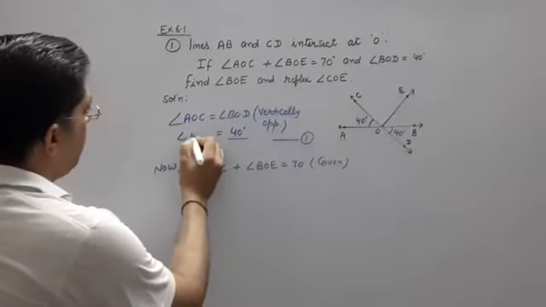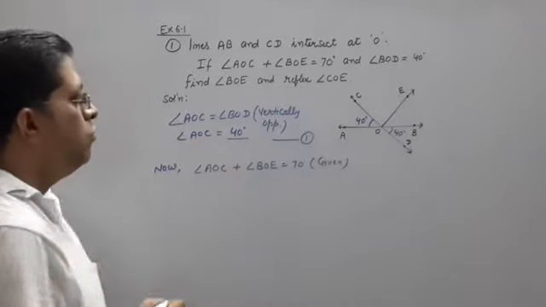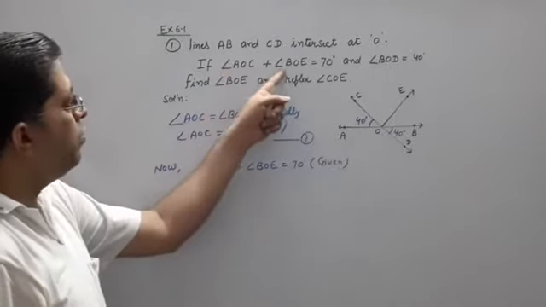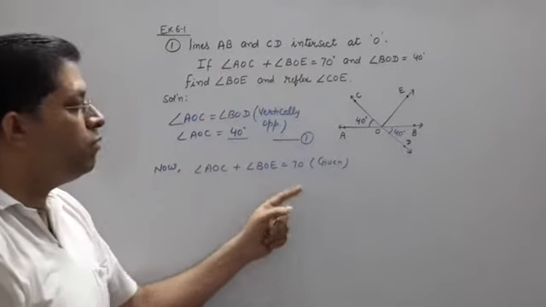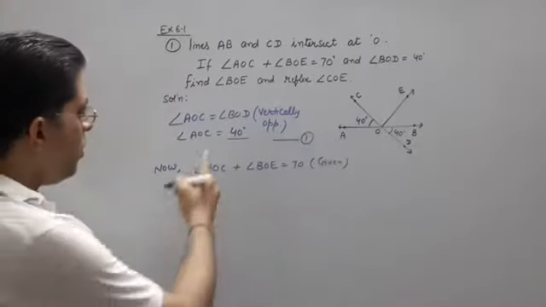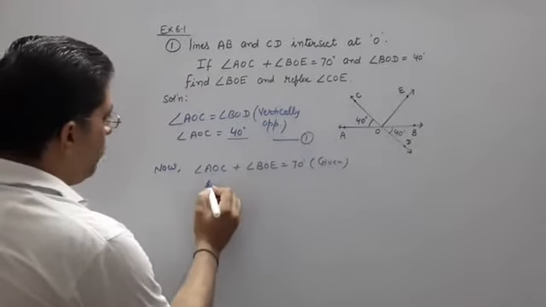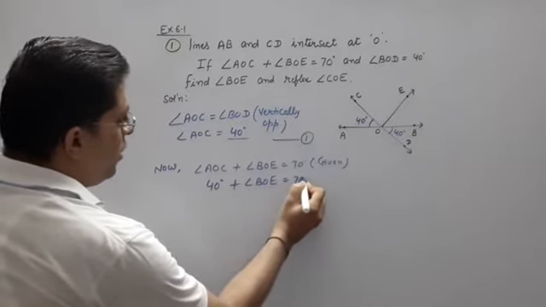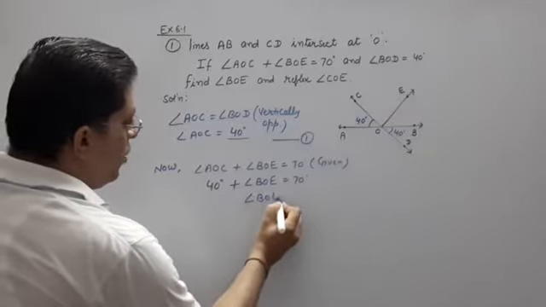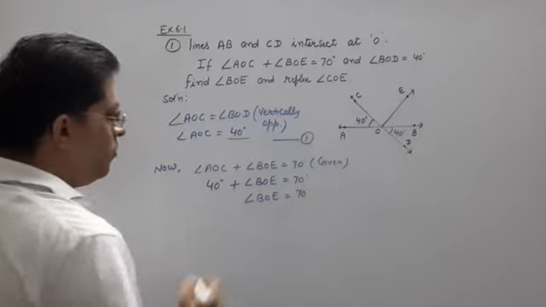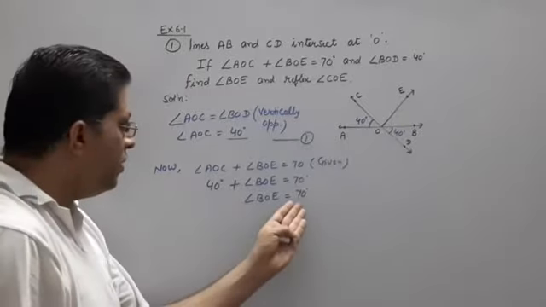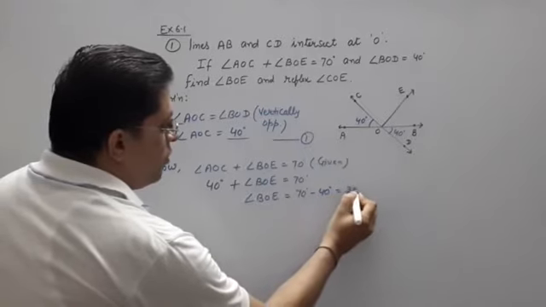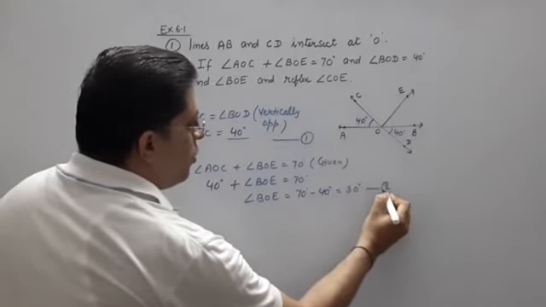Okay, then what is AOC? AOC is equal to 40 degrees. Okay, and what is given here? AOC plus BOE is equal to 70. It is given to you. What is AOC? We will put here 40 degrees plus BOE is equal to 70 degrees. Then what is BOE? BOE is 70 minus 40 degrees. This is 30 degrees. This is equation number 2.